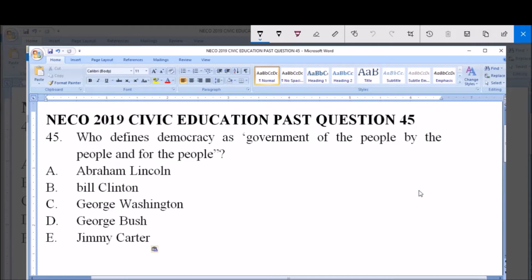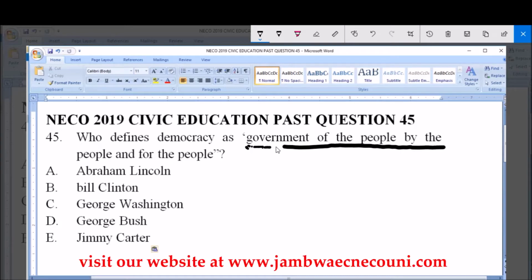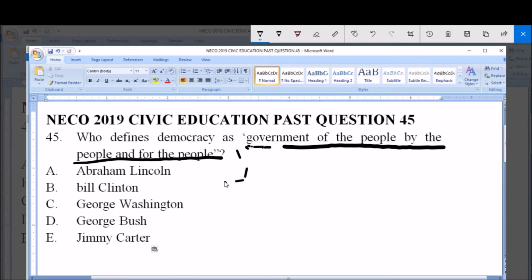Question number 45 says, who defines democracy as government of the people, by the people, and for the people? A. Abraham Lincoln. B. Bill Clinton. C. George Washington. D. George Bush. E. Jimmy Carter. The correct option here is option A, Abraham Lincoln.